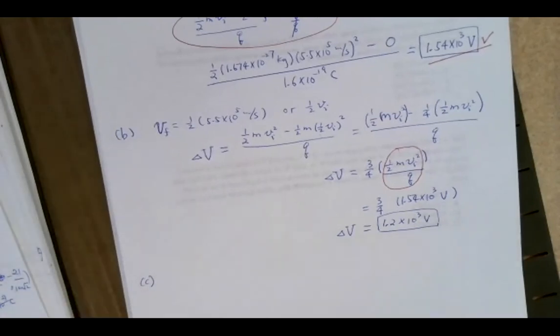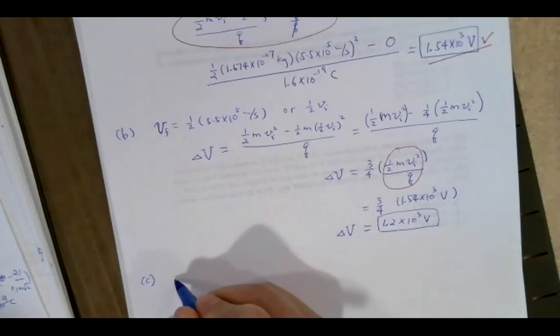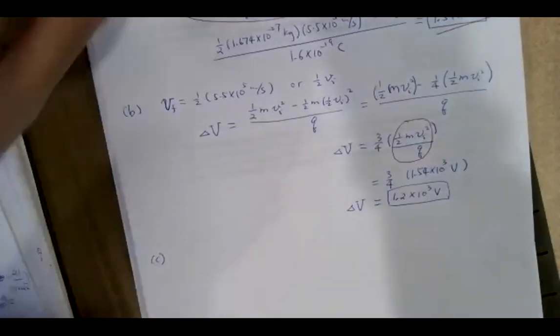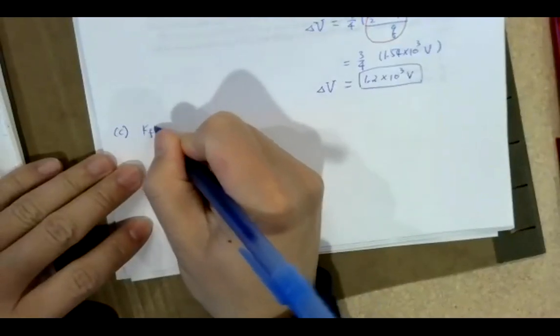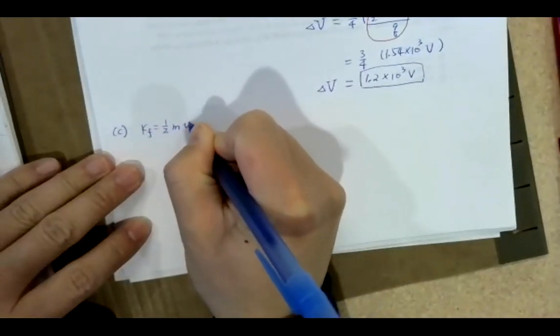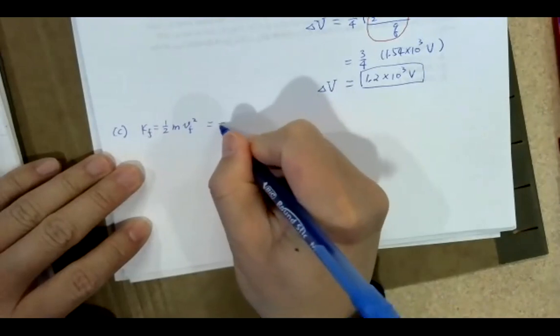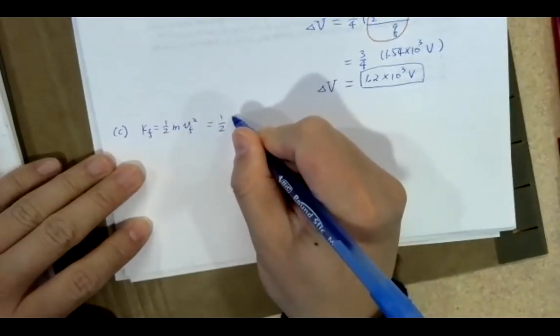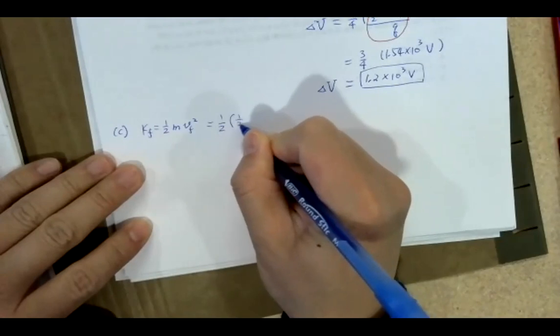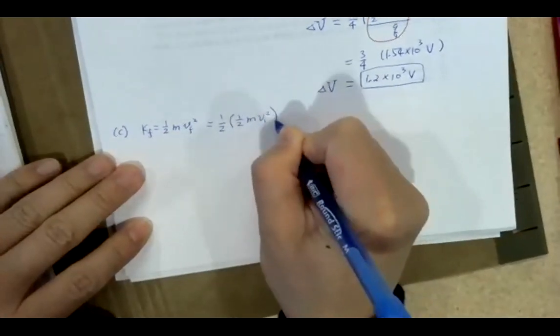For the last part, C is asking what potential difference is required to reduce the initial kinetic energy of the proton by a factor of 2. That means your final kinetic energy, K f, which is 1/2 m v final squared, is equal to 1/2 of the initial kinetic energy K i. So 1/2 of 1/2 m v i squared.